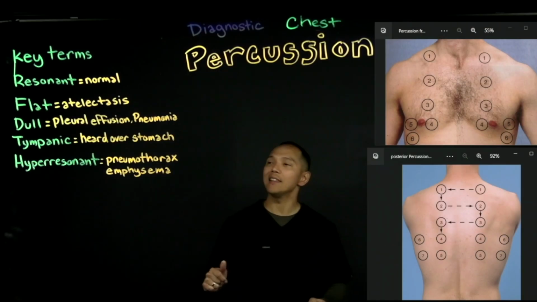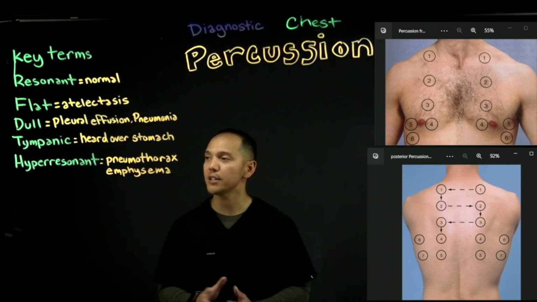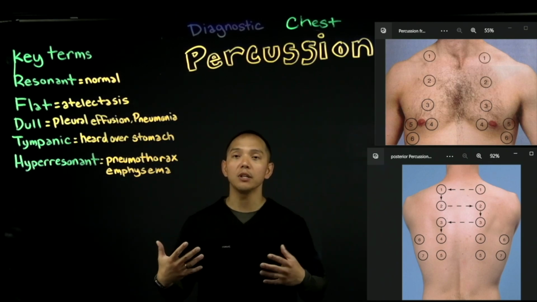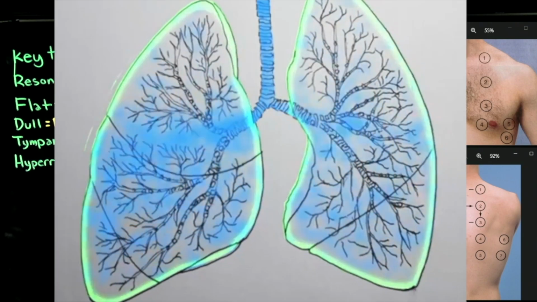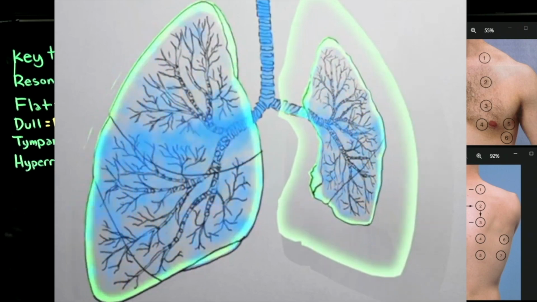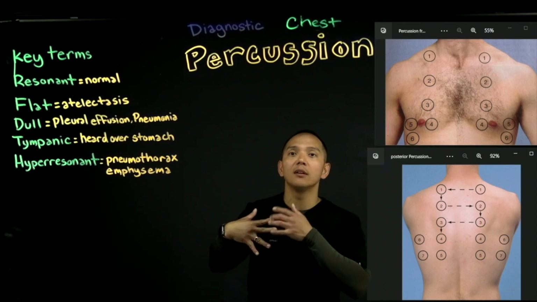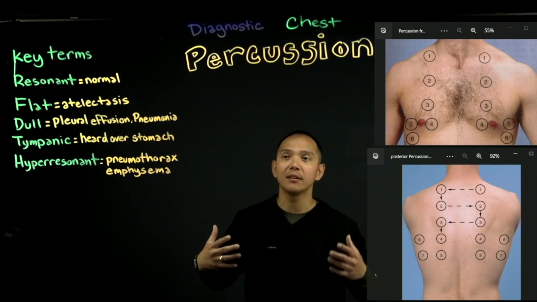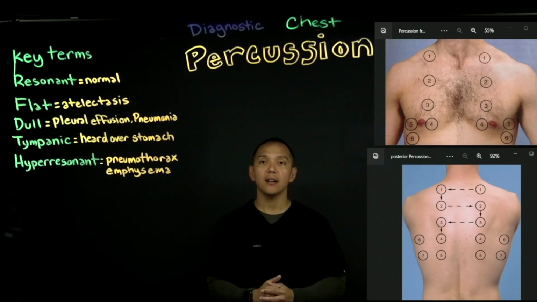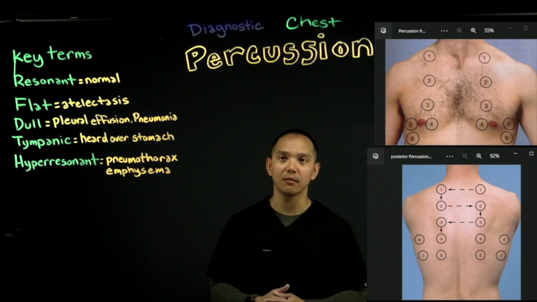Great, thank you. Another key term is hyperresonant. When you hear hyperresonance, it just means more hollow, more air. In patients with pneumothorax, where there's air in the pleural space, as opposed to a normal air-filled lung, you will hear loud, echoing, booming sounds. You would also hear hyperresonance in emphysema, because of all that trapped air in the lungs. They have more air in the lungs, so they're hyperresonant.